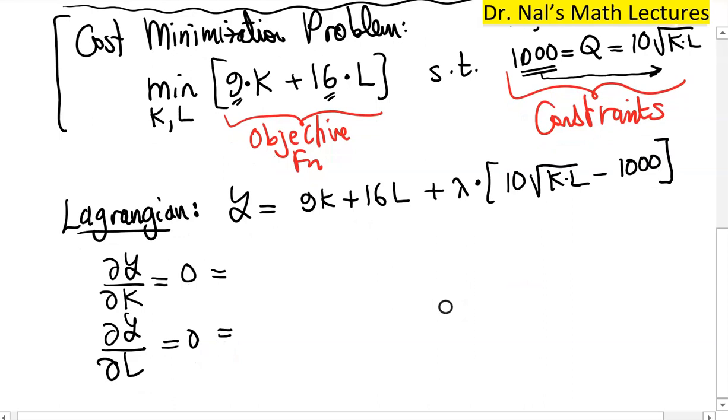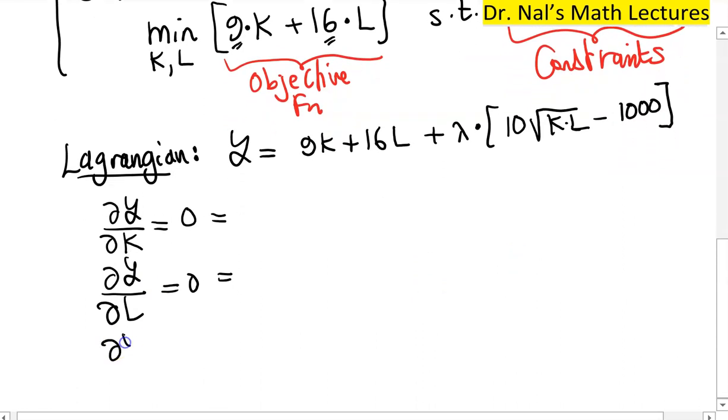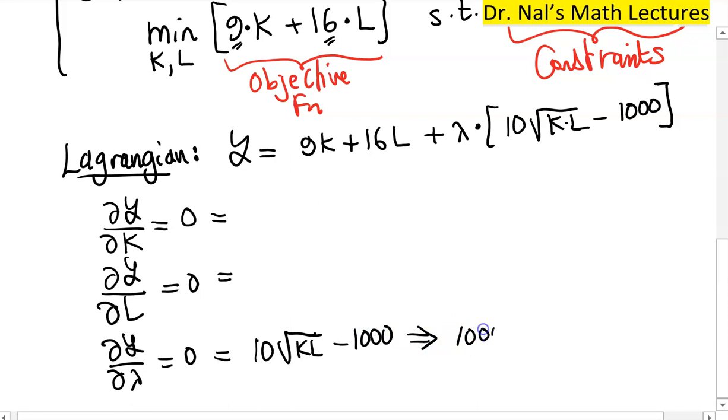It turns out that we need to also take the partial derivative of this function with respect to lambda as well. But it turns out that this is just the initial constraint that we were given. So that one is easy to handle. When you set this equal to 0, it gives us 10 square root k times L minus 1,000, which is basically our original given equation. Namely, 1,000 is equal to 10 times square root k times L. All right, so that one was easy.